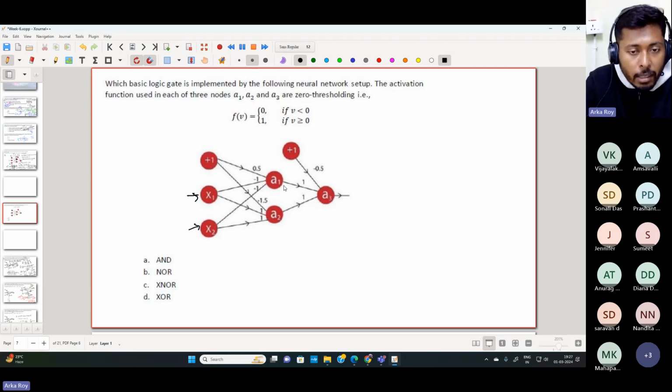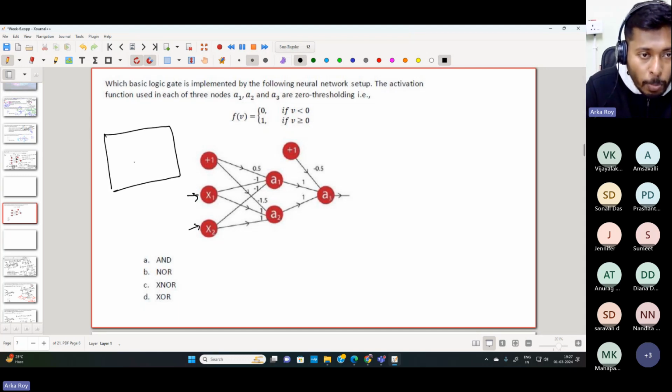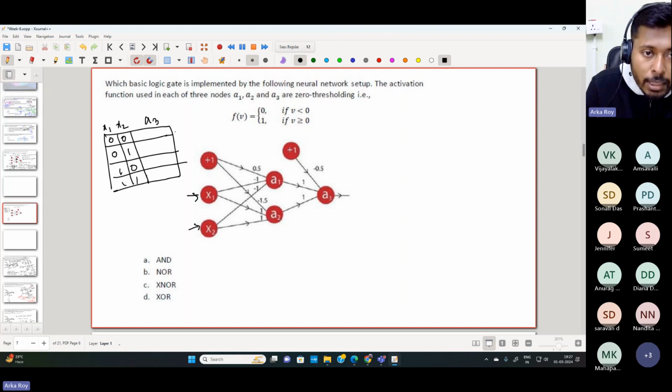No, I'm saying that you need to validate the truth table. So you have inputs 0 0, 0 1, 1 0, 1 1 over here, where this is your x1 and this is your x2, and for all these logic combinations, you need to track the output value A3. Only then can you say what kind of logic gate has been implemented. So how did you do this particular mathematical operation?